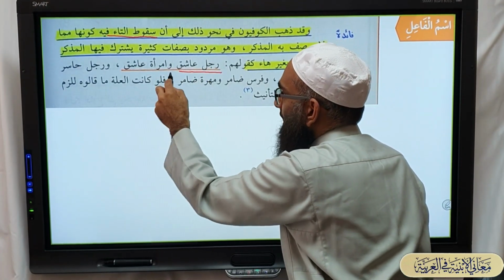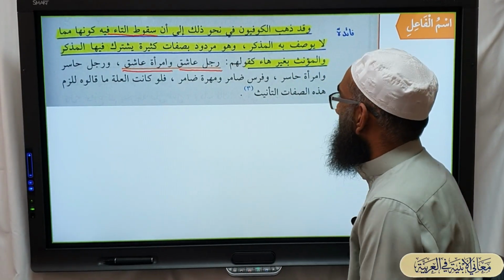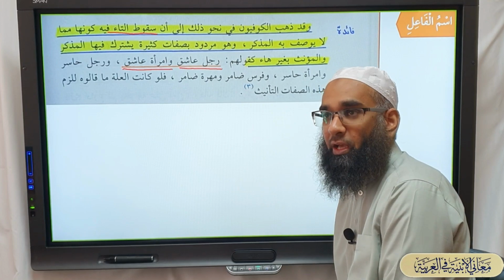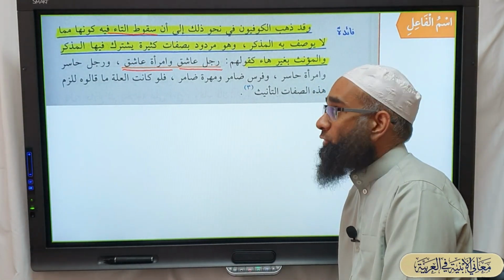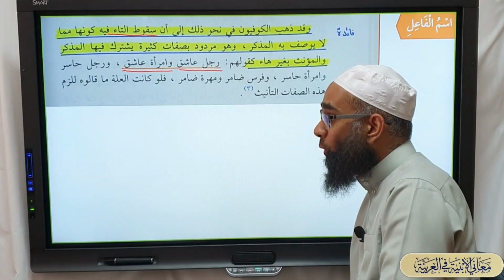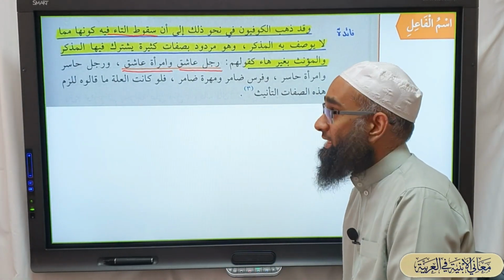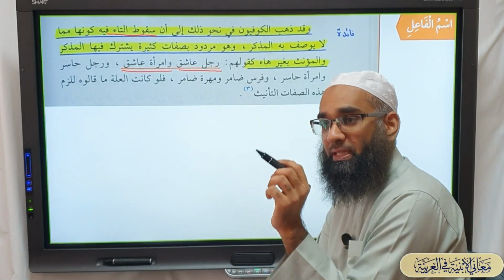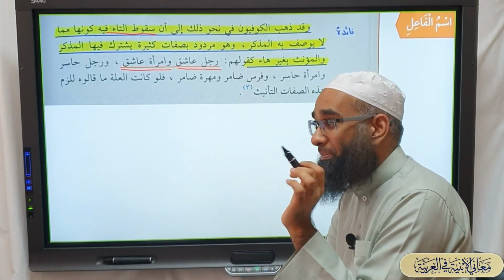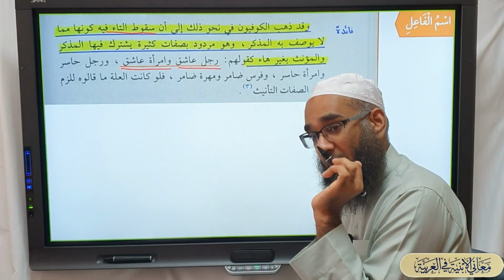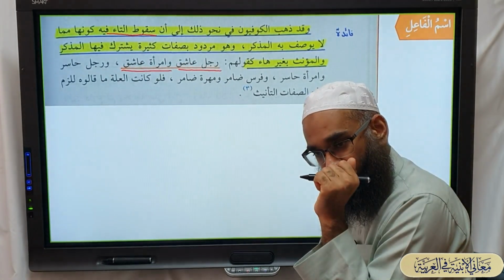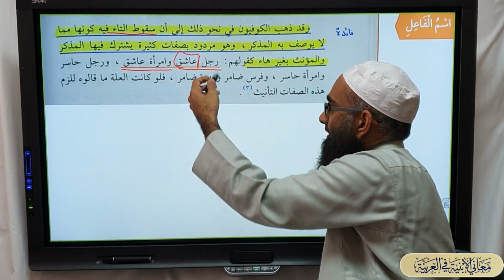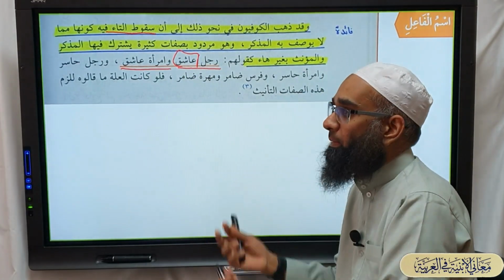You can have rajulun ashiq and imra'atun ashiq, and imra'atun ashiqa. So he's saying that the word ashiq is both male and female. It's not only for female qualities, it can also apply to male qualities as well. But if you have imra'atun ashiq, what does this mean? This woman has the ability to love. And imra'atun ashiqa, this female is actually in love. And ashiq, the man, as far as I understand, doesn't have that capability.